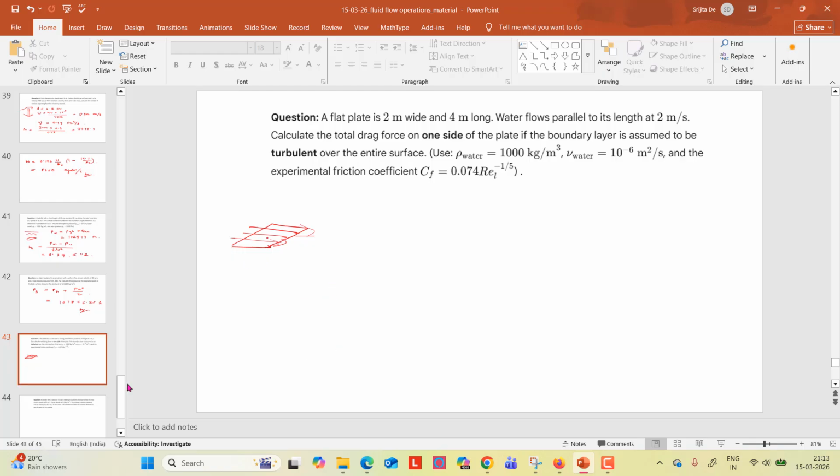Sorry, I have drawn incorrectly. So this is the plate. This is 4 meter, this is 2 meter, and fluid is passing like this. Calculate the total drag force on one side of the plate if the boundary layer is assumed to be turbulent over the entire surface.